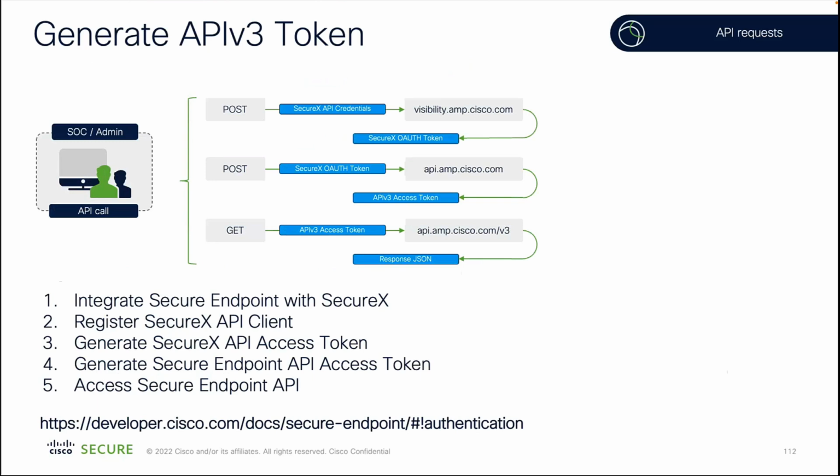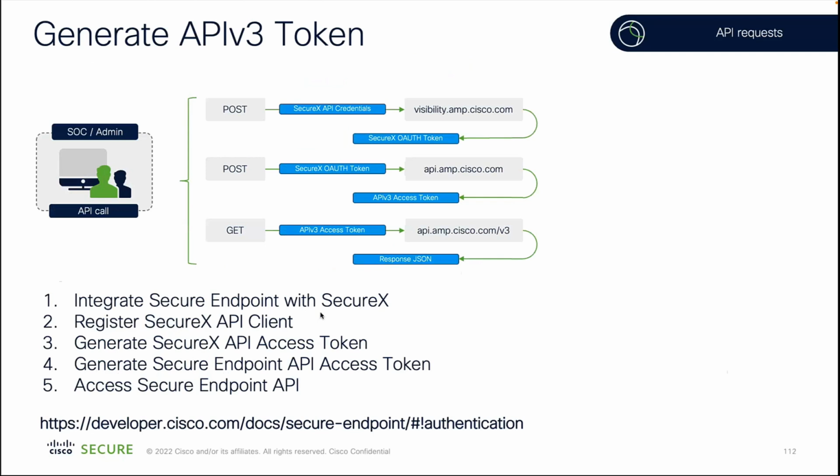And then once you have integrated Secure Endpoint with SecureX, you would need to go to SecureX and create your API client there, which will provide you with an API client and key pair. Then you would use that key pair to create a SecureX access token, and then use that access token to generate a Secure Endpoint access token. Only after that would you get access to Secure Endpoint APIs. Don't ask me what I think about this whole flow. But that's the way it is.